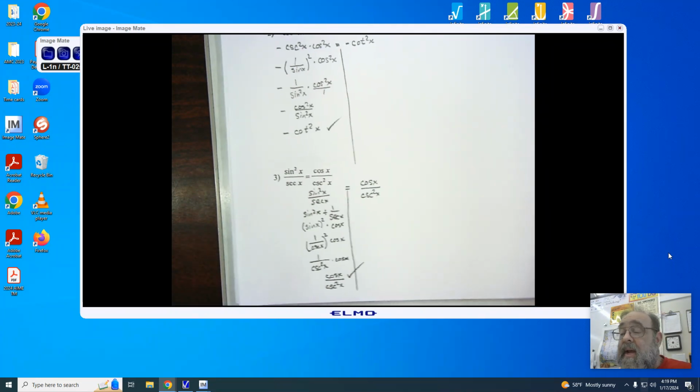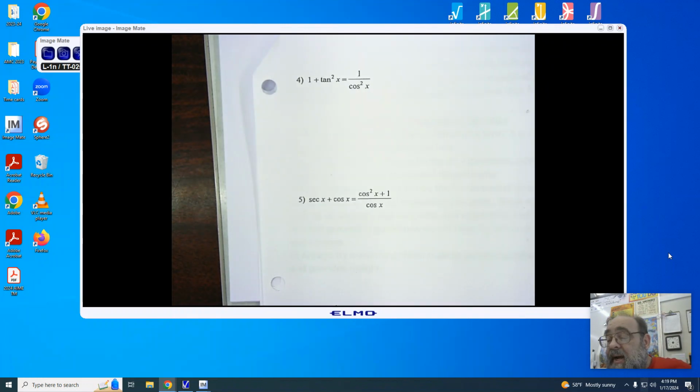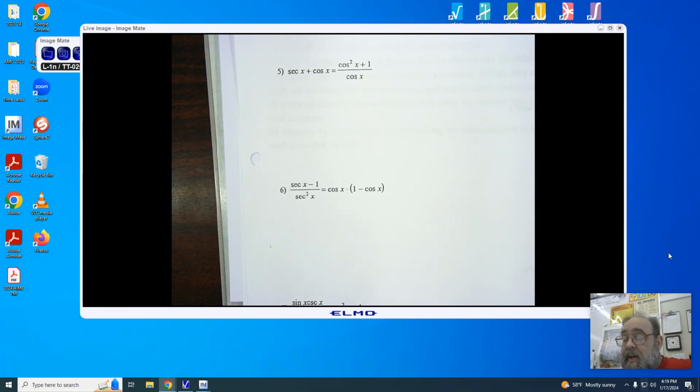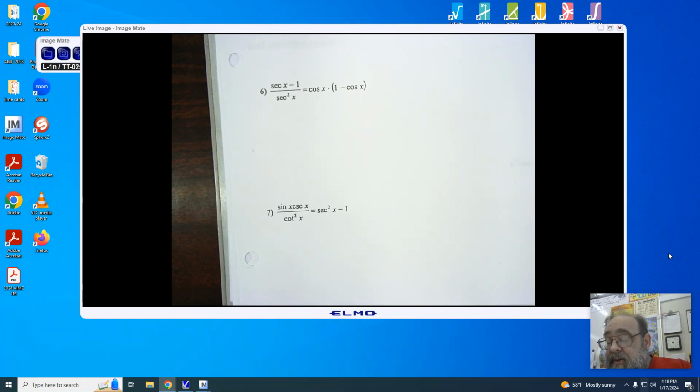And let's go ahead and turn the page and see the next group of 3 that we're going to work with. The next group of 3 has 1 plus tangent squared x is really equal to 1 over cosine squared x. Secant x plus cosine x is really cosine squared x plus 1 over cosine x. Then we're going to go to number 6. Secant x minus 1 over secant squared x is really cosine x times 1 minus sine x. We're going to finish this page with sine x cosecant x divided by cotangent squared x is really equal to secant squared x minus 1.